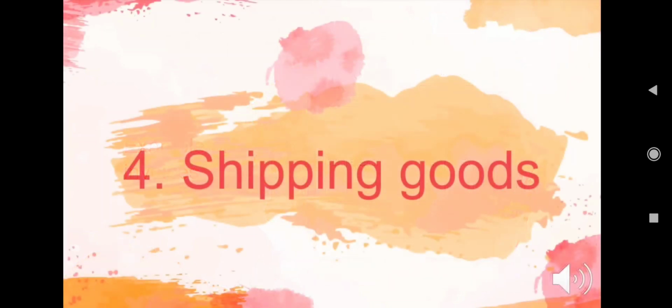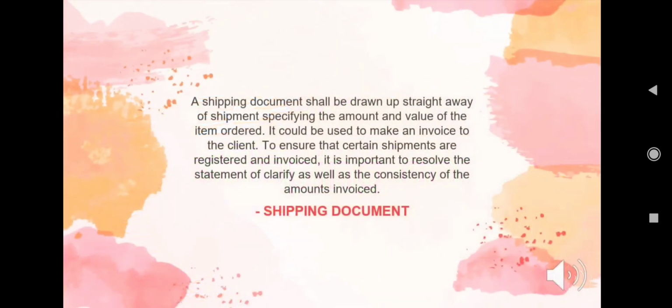Move to the next one in the cycle activities, which is shipping goods. A shipping document is the shipment document that specifies the amount and value of the items ordered. It could be used to make an invoice to the client. To ensure that certain shipments are registered and invoiced, it is important to verify the consistency of the amount invoiced.